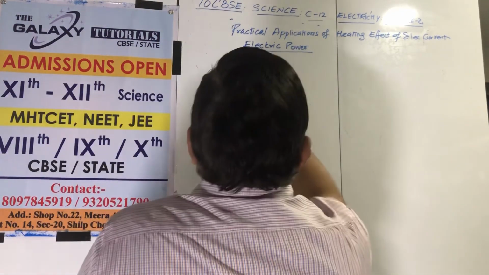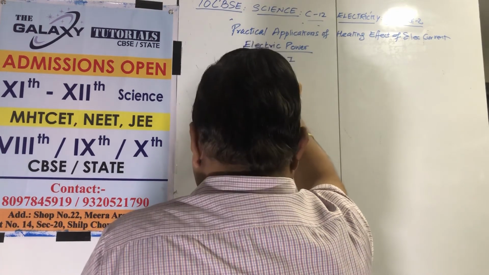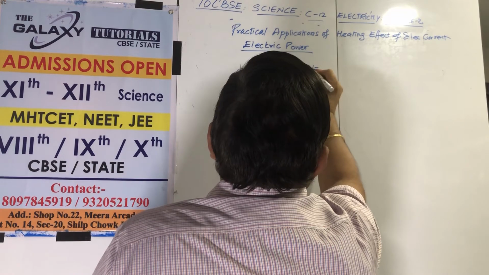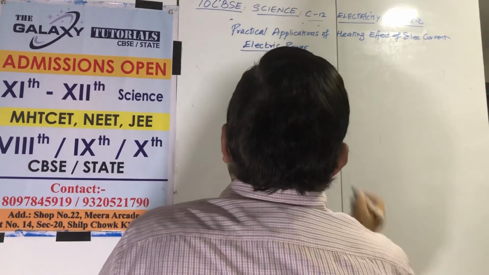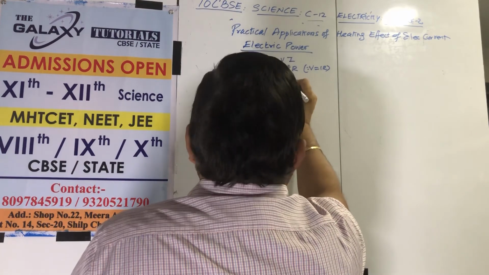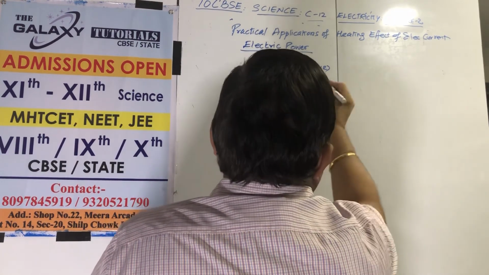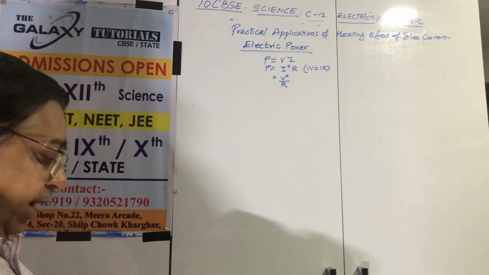Now, we saw power is VI. We also saw that power is I square R because V is IR by Ohm's law. And if we substitute otherwise, we can also get V square upon R by putting V upon R instead of I. So these are all the forms we get.